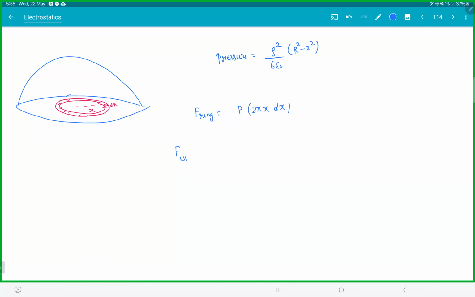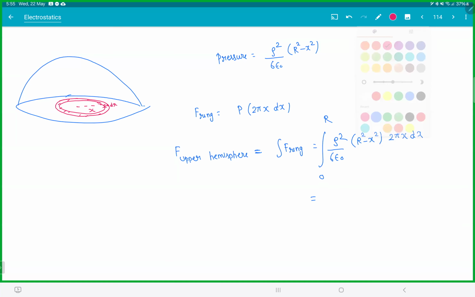This is the force on the upper hemisphere. Because tell me, where are you getting this pressure from? That is the pressure because of the full sphere. The force on the upper hemisphere would be the integral of the force on the ring. That would be rho square by 6 epsilon (r square minus x square) 2 pi x dx from 0 to r. That will give you the answer on the force on the upper hemisphere.